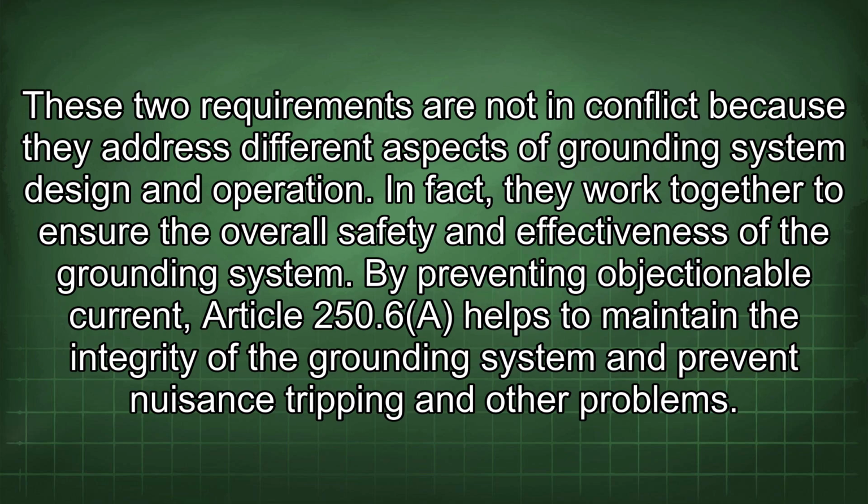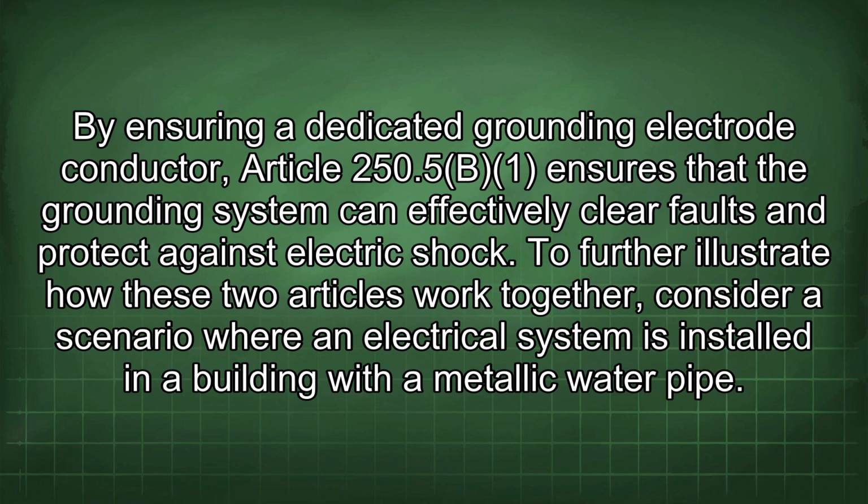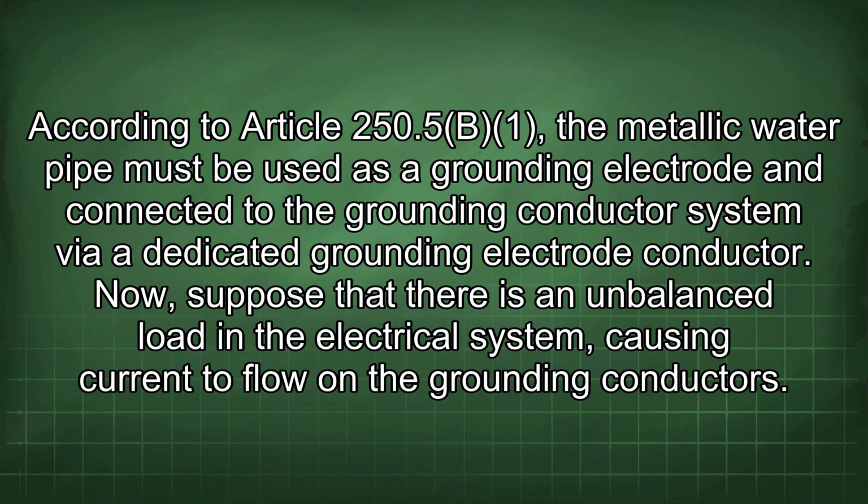By preventing objectionable current, Article 250.6 helps to maintain the integrity of the grounding system and prevent nuisance tripping and other problems. By ensuring a dedicated grounding electrode conductor, Article 250.5 bone ensures that the grounding system can effectively clear faults and protect against electric shock. To further illustrate how these two articles work together, consider a scenario where an electrical system is installed in a building with a metallic water pipe. According to Article 250.5 bone, the metallic water pipe must be used as a grounding electrode and connected to the grounding conductor system via a dedicated grounding electrode conductor.